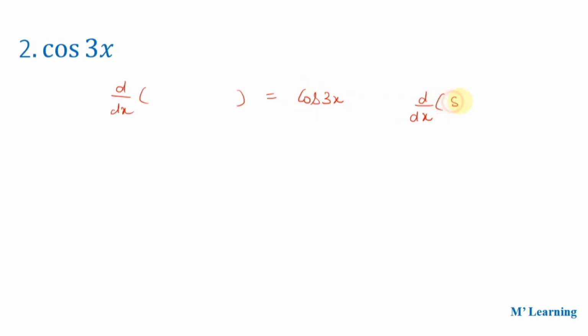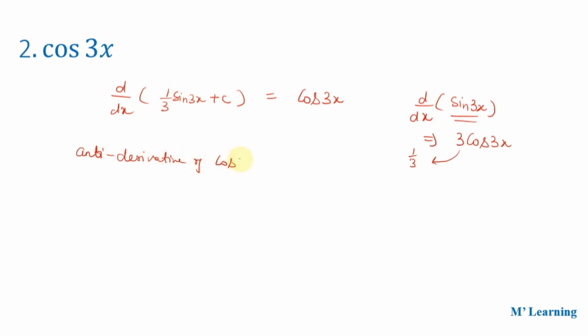So cos is a derivative of sin, we know that. So we'll start by differentiating sin 3x. Sin 3x's derivative is cos 3x, and the derivative of 3x is 3. So basically we get 3 cos 3x. Since we don't have 3 here, we'll send this 3 to the other side, that becomes 1/3. So our answer will be 1/3 sin 3x plus C. This means the antiderivative of cos 3x is 1/3 sin 3x plus C.